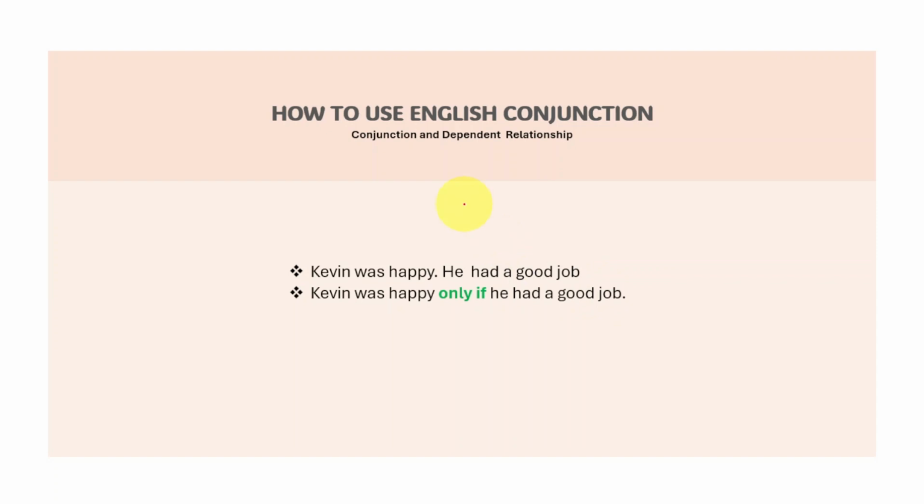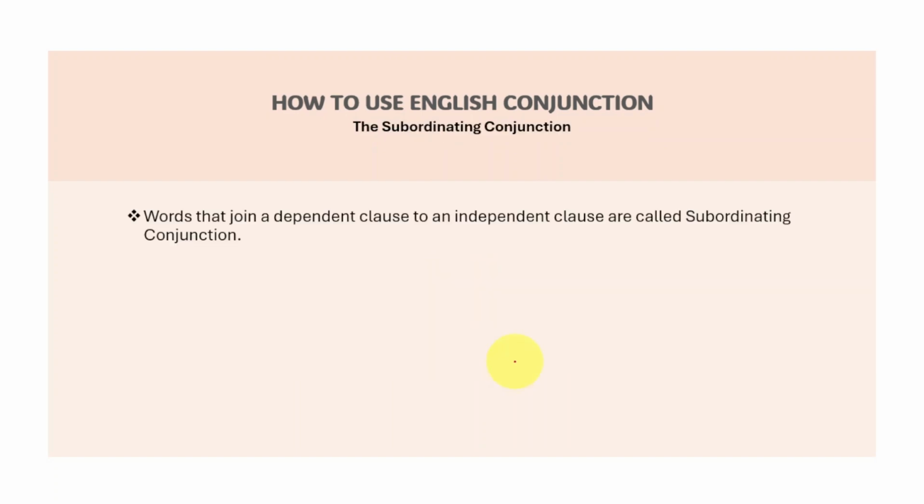We come here. Now we're talking about conjunction and dependent relationship. Now, Kevin was happy only if he had a good job. Listen, you're going to see the meaning here is changed. Kevin was happy only if he had a good job. You're going to see there, it changed the meaning. That's why I end up putting it like this.